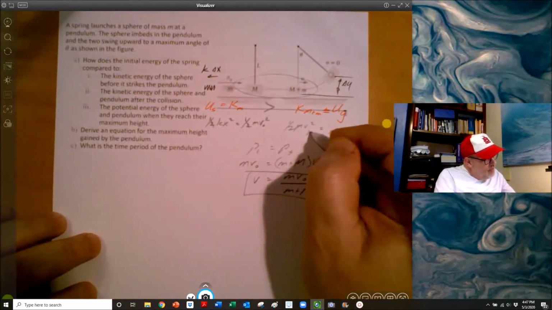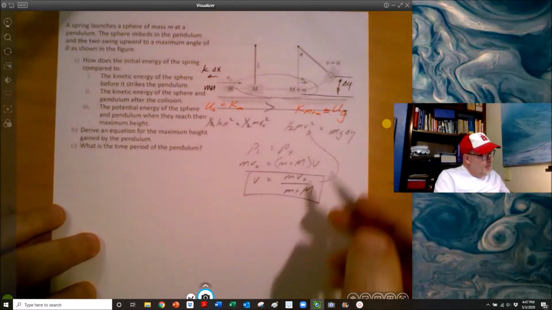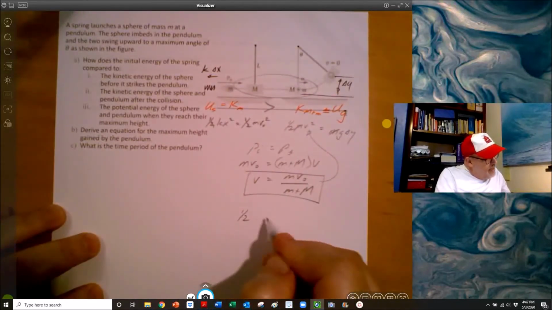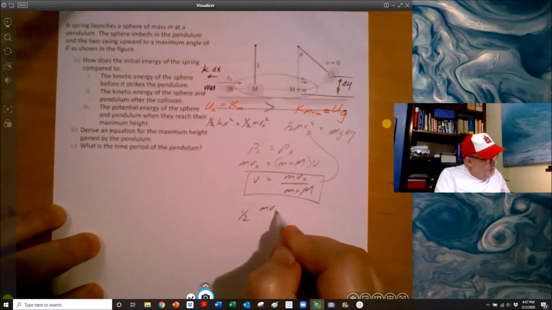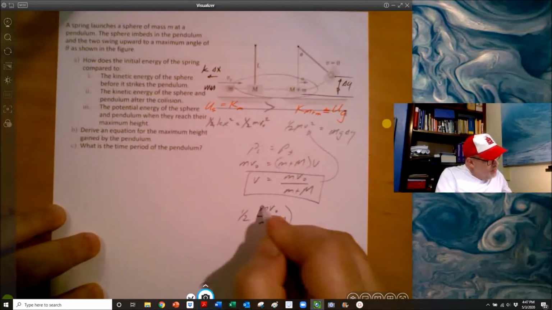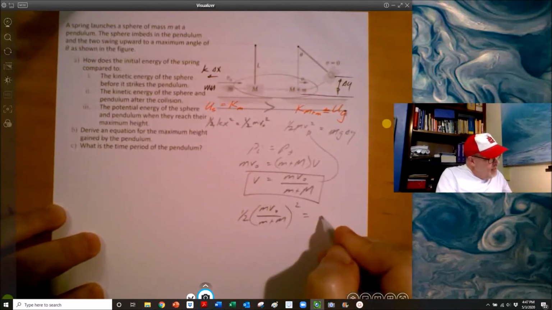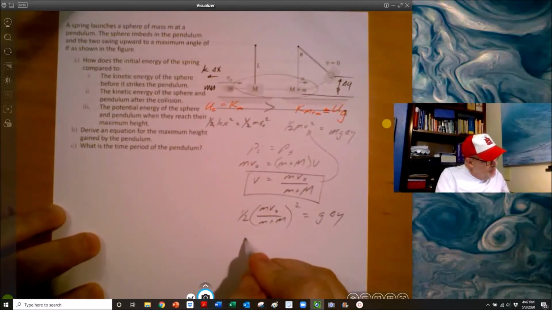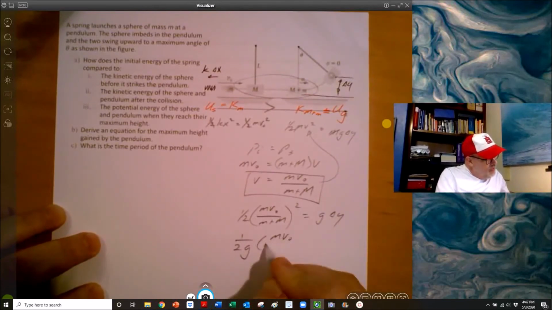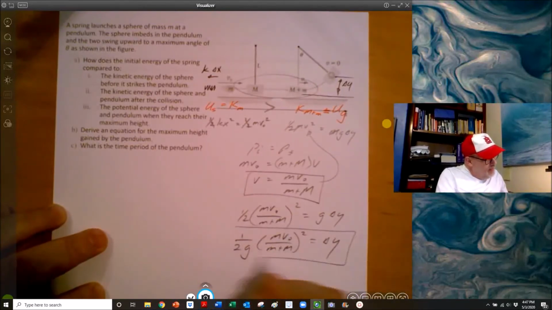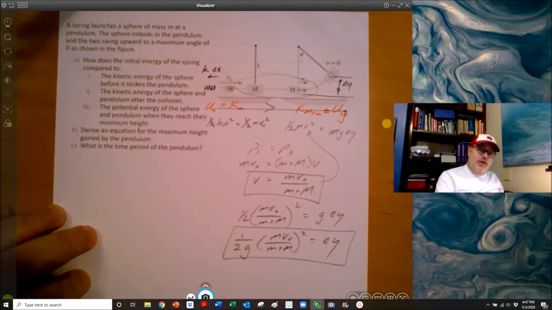This can go in here, right here, and then I can find the maximum height here. So that's 1/2 m v naught over m plus M, squared, equals g delta y. So this g comes over here, and I end up with 1 over 2g times m v naught over m plus capital M squared equals delta y. And that's the maximum height based on things that were given.